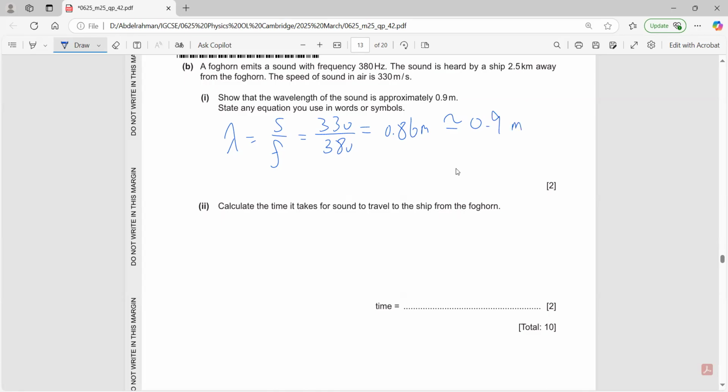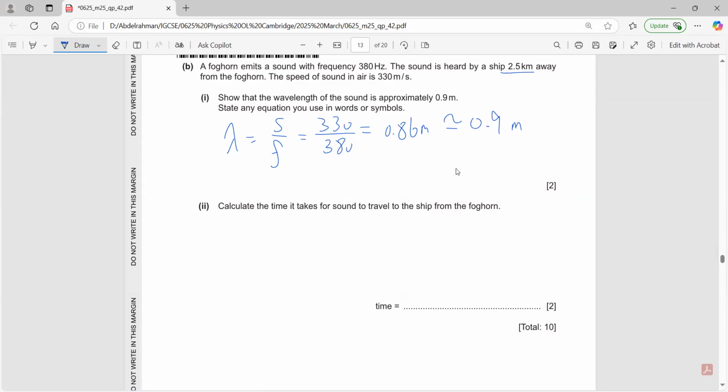Calculate the time it takes for the sound to travel to the ship from the foghorn. You have distance, you have speed. Can you find the time? This is not an echo. Why? Because you're only going to hear it once. The sound heard by the ship is 2.5 kilometers away. He didn't say that it will reflect back. He didn't say that he will hear it a second time. No, he's only going to hear it once.